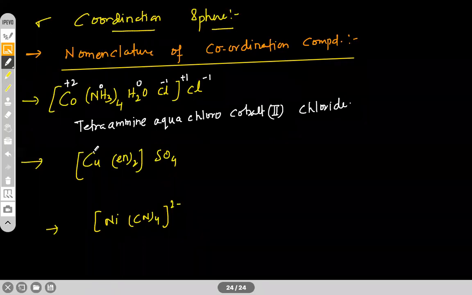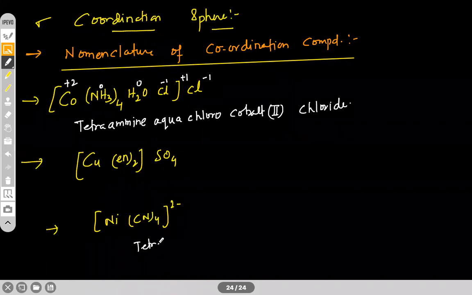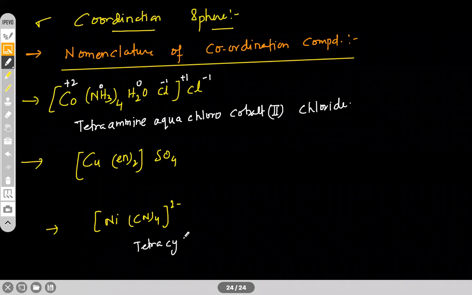Okay. This one I'll do in the last. Wait for it. This one is tetracyanonickelate. Nickelate. Oxidation state of nickel is +2 here. So nickelate 2 ion, because it is not a molecule, it is an ion. So nickelate 2 ion. Okay.